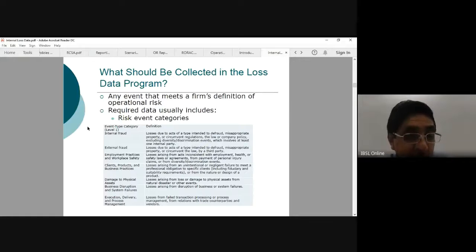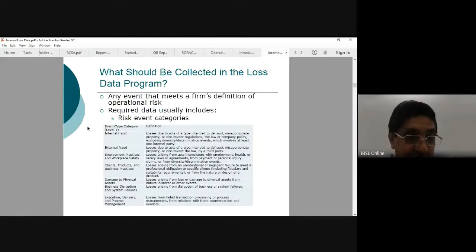Now when you go to external fraud, what is the demarcation? It should be a third party, with no involvement of internal staff members. Such frauds are taken as external frauds.